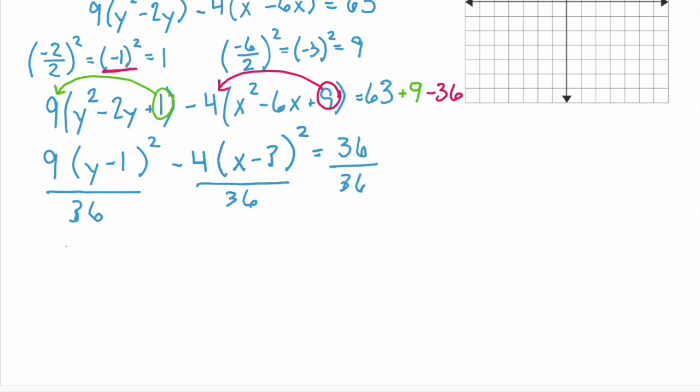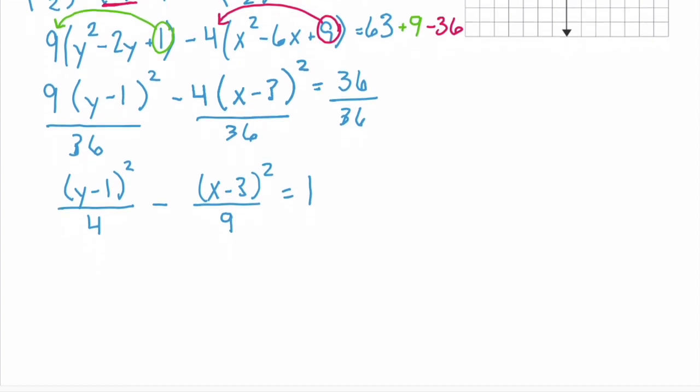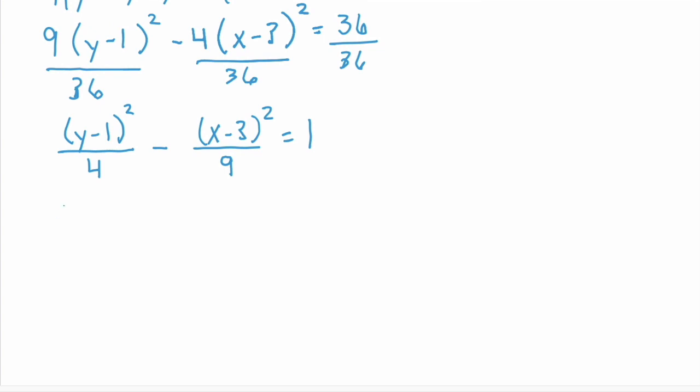So 9 and 36 simplify. We're left with y minus 1 squared in the numerator and a 4 in the denominator. Minus the 4 and the 36 simplify to a 9 in the denominator, and we're left with x minus 3 squared in the numerator, and this is equal to 1. One more step and we'll be at that true standard form. So we really want our denominators to be something squared, and 4 is 2 squared, and our 9 is 3 squared, equal to 1.